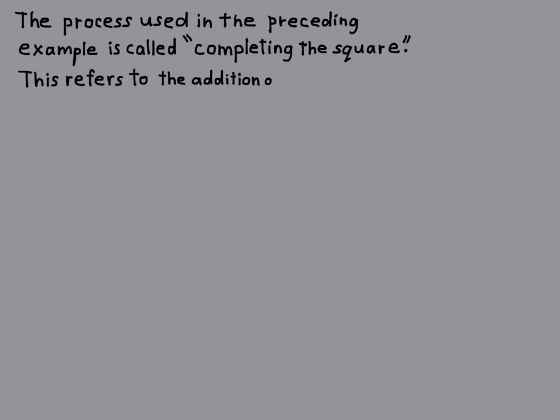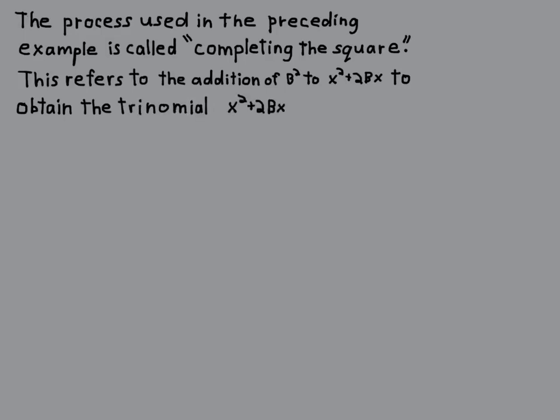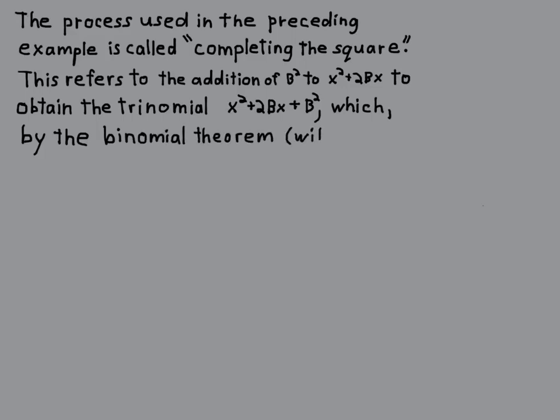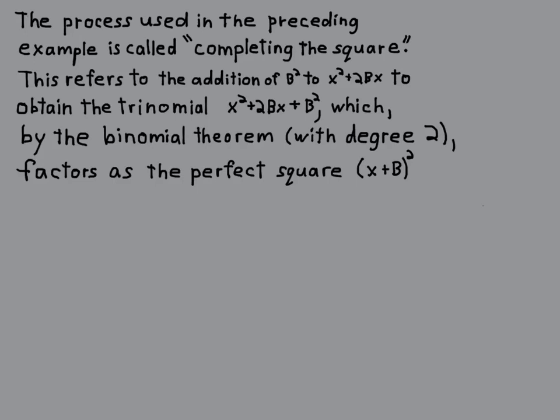And the phrase completing the square refers to the addition of the b squared to x squared plus 2bx to obtain the trinomial x squared plus 2bx plus b squared, which then factors by the binomial theorem with degree 2. It factors as the perfect square, right? Open paren x plus b close paren squared, or x plus b the quantity squared. So that's why it's called a perfect square.